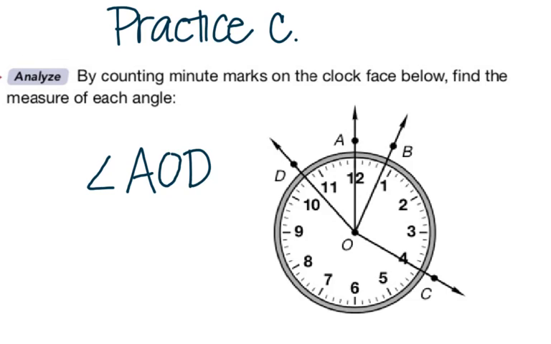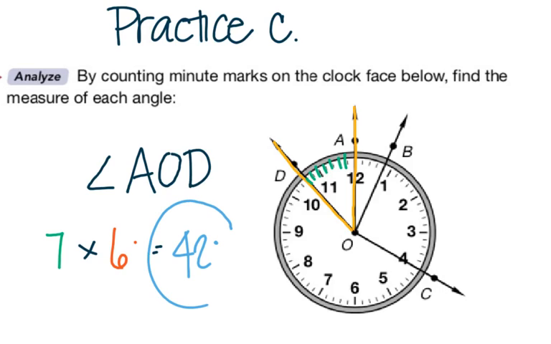Okay, practice C, angle AOD. Count those minute marks and hour marks and go. Okay, there were 7 minute marks. Each of those is 6 degrees, so your answer is 42 degrees. Another way you could have done that is to see that from here to here is 30 degrees plus another 12, and then you get 42 that way.